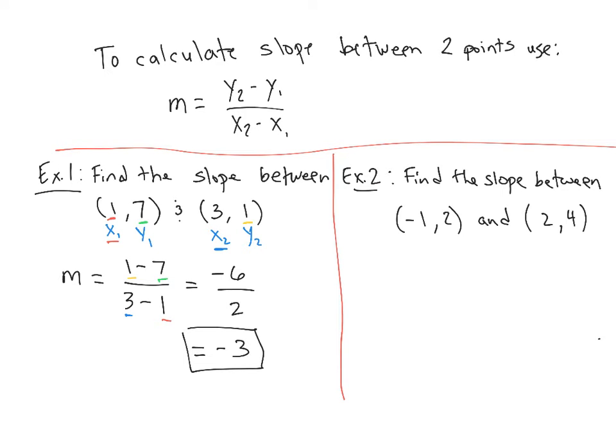All right, let's go ahead and practice the second one. I've got example 2 off to the right here. Find the slope between (-1, 2) and (2, 4). Again, we're going to be using the same formula, right? So we're going to be plugging the numbers into y2 minus y1 over x2 minus x1. So go ahead and label the points and then plug them in and enter your answer when you're ready.